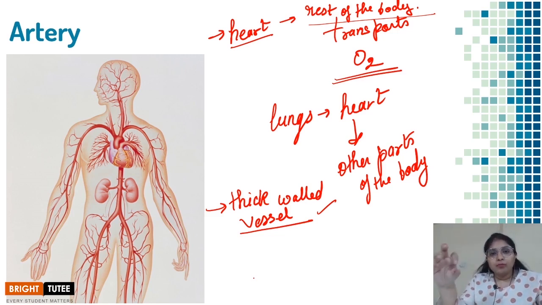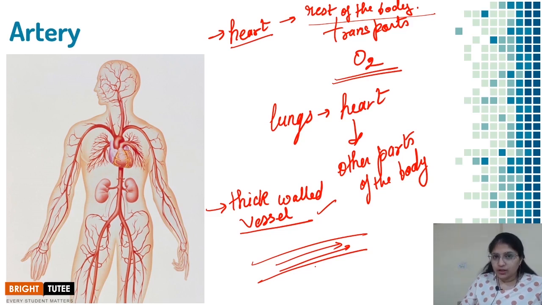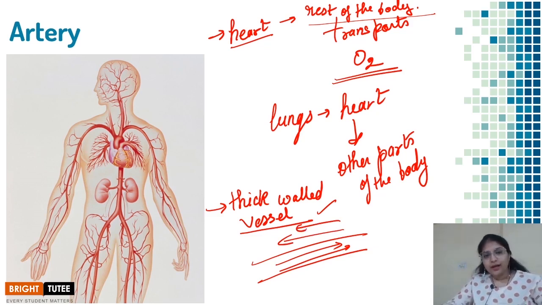Because of this pumping movement, because of the jerk that is happening in the artery, the blood is moving forward towards the rest of the body, and there is no danger of the blood returning back. Suppose this is a vessel, so the blood moves in this direction. If there was no jerk happening in the artery, what would happen? The blood might flow back, because obviously it's a liquid.